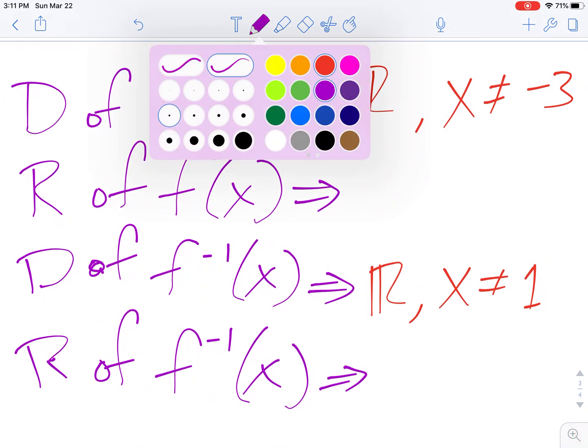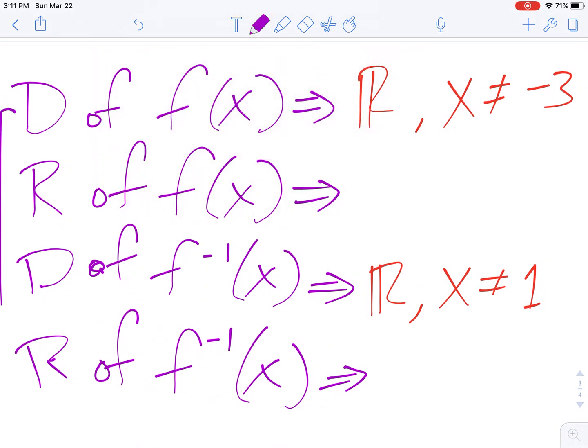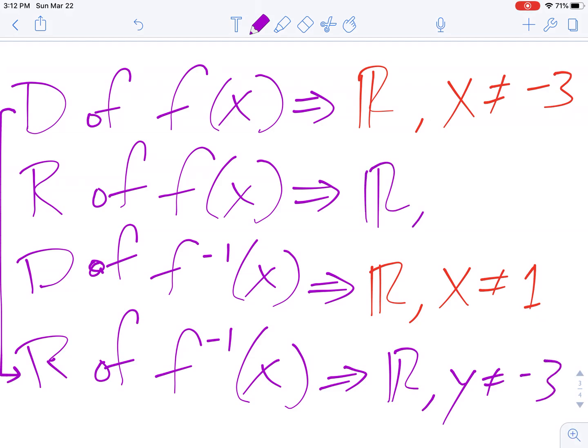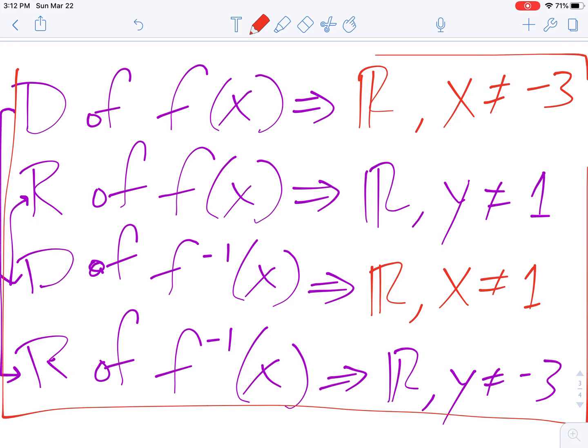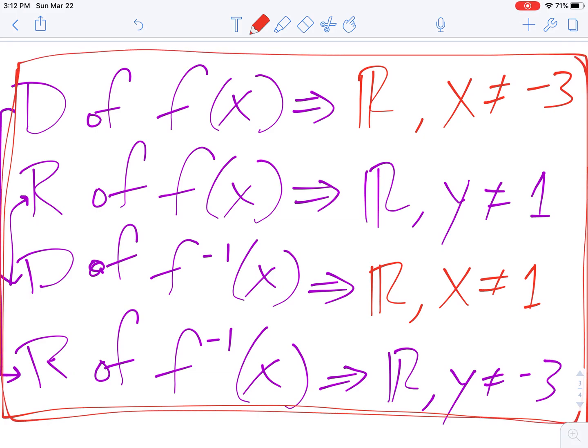So then, to finish it, the domain of the original is the same as the range of the inverse. You just have to change it to a y instead of an x. Because remember, range represents your outputs or your y values. So the domain of the inverse is the same as the range of the original function. So that's the type of question I think I assigned. Number 96 asks you to state the domain and range after you find the inverse.